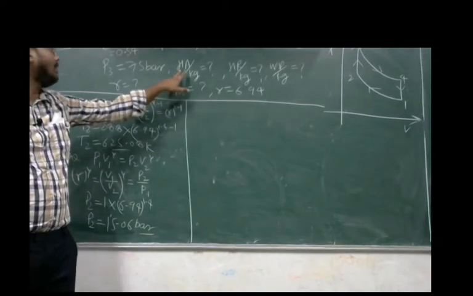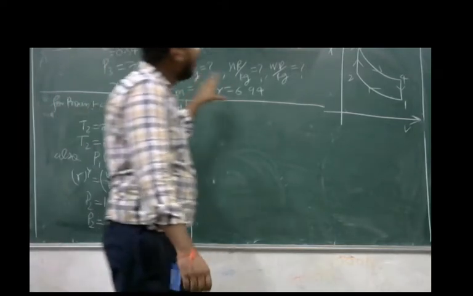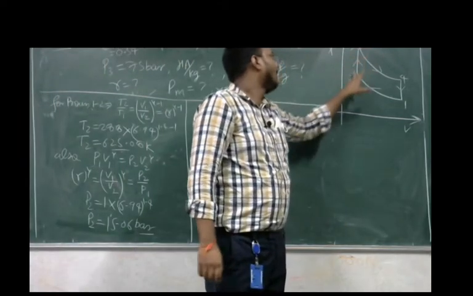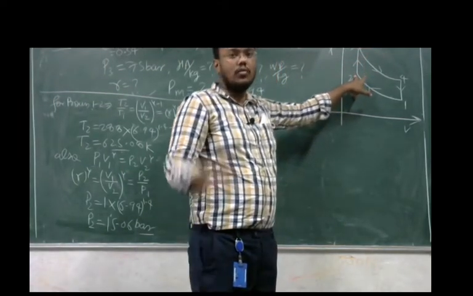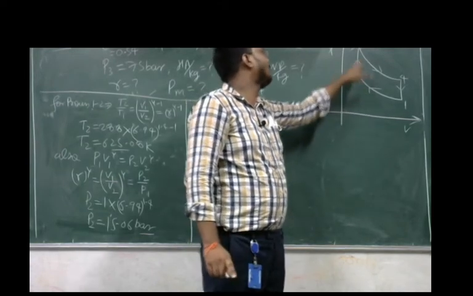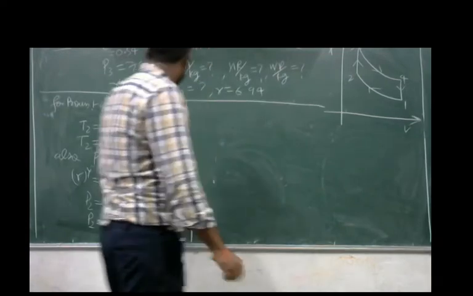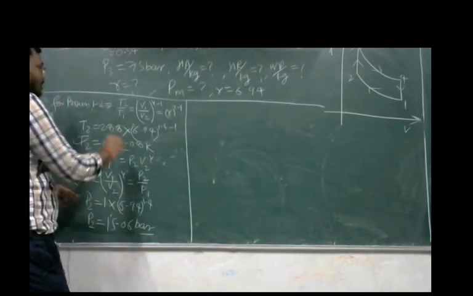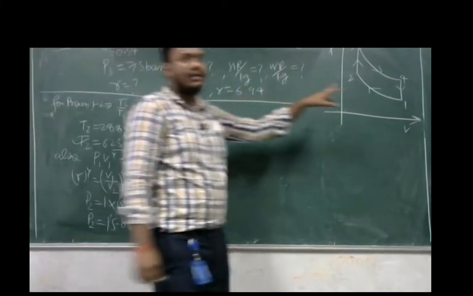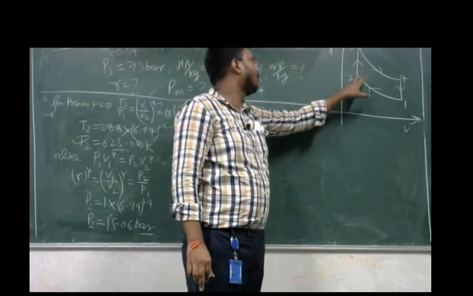Question asks about heat addition per kg. Heat addition takes place from 2 to 3. So to calculate the heat addition, you should know the temperature at point 2 as well as at point 3. But we only know the temperature at point 2. We don't know the temperature at point 3.